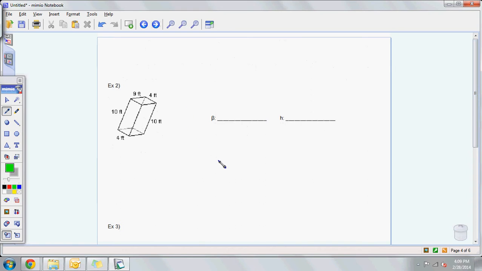Let's try a couple more. Alright, so example 2 is another rectangular prism. So we're going to start with shading one of our bases. I think I'm going to use this little rectangle up here. Remember, to find the area of a rectangle, we do base times height. So for my base area, the base of this rectangle is 9 times the height is 4. So 9 times 4 gives me 36. So the base area of this prism is 36.